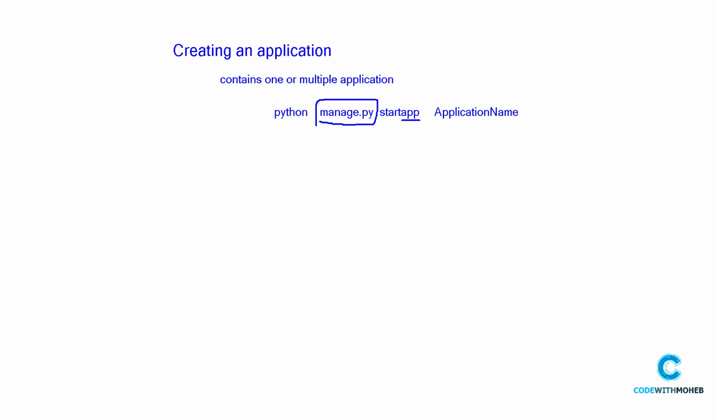Do remember and make sure that you have written only app, not application. If you remember in the previous video, for creating a project we wrote startproject, the complete spelling, project. But here for creating an application, we write startapp, not startapplication. And then we write the application name.